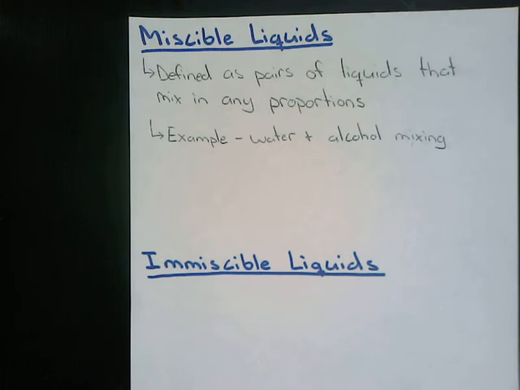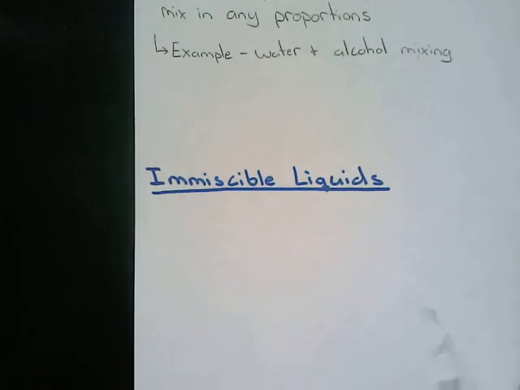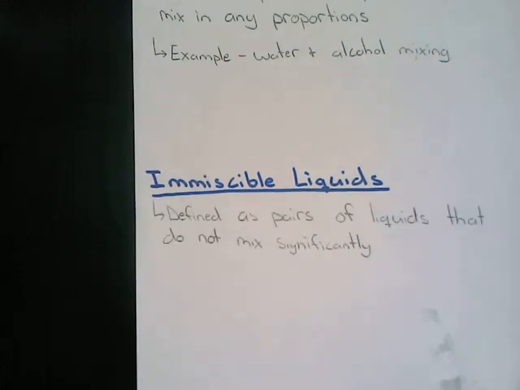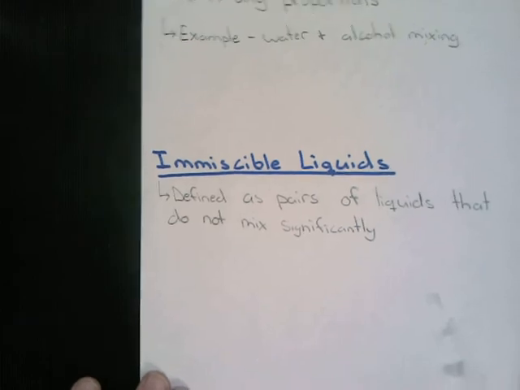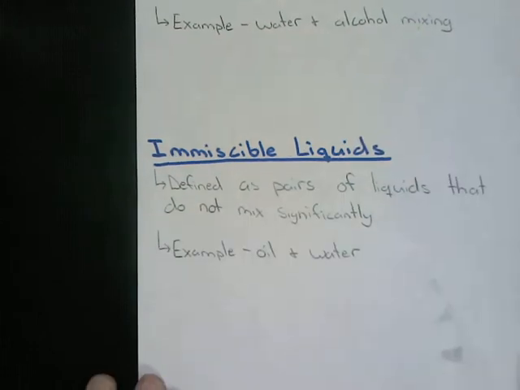Another term that could be used to describe if 2 liquids interact together and don't mix are immiscible liquids, which are just defined as pairs of liquids that do not mix significantly. So a good example of immiscible liquids would be oil and water trying to mix. These 2 things don't mix, and the oil will sit on top of the water.